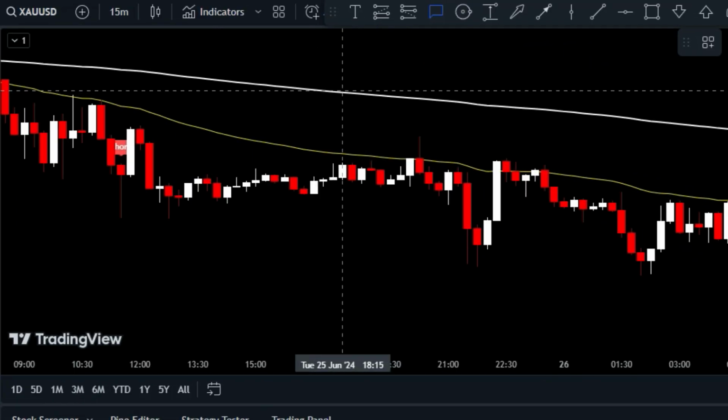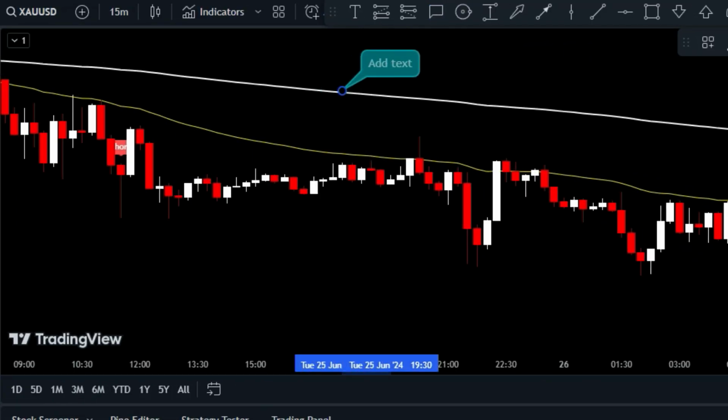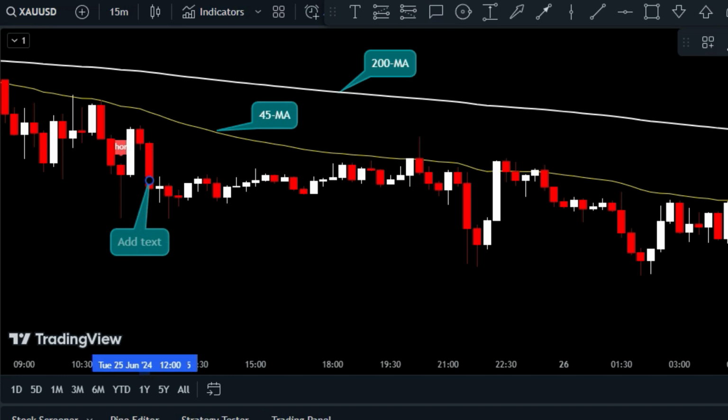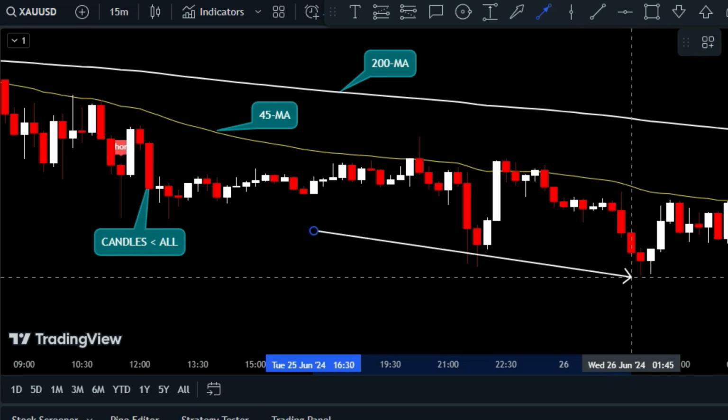One of the coolest things about this strategy is how easily it can help you identify the market direction. Here's a simple way to spot a downtrend. Check if the MA45 line is below the MA200 line, and also make sure the price candles are below all those lines. When you see that happening, you can be confident that you're in a downtrend market.